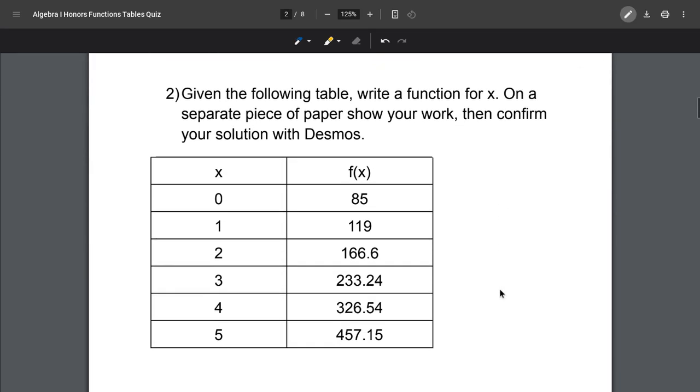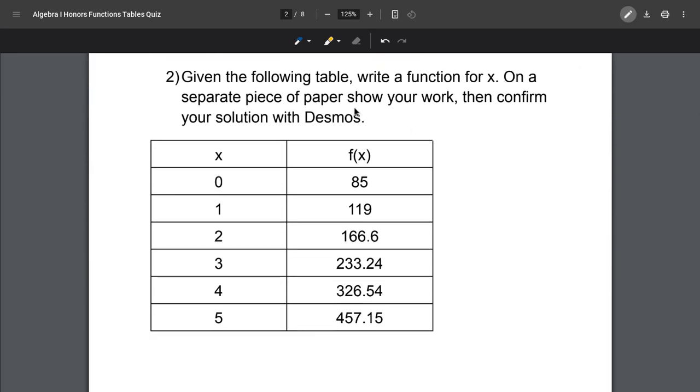All right, problem 2. We're doing the same thing. We've got a table. We're going to write a function for x. I'm looking here. This 85, where x equals 0, is either my initial amount or my intercept, which essentially is going to intercept the f of x or the y-axis. Sometimes you see y equals f of x. It's going to intercept that axis anyway, so I could just call it the intercept.